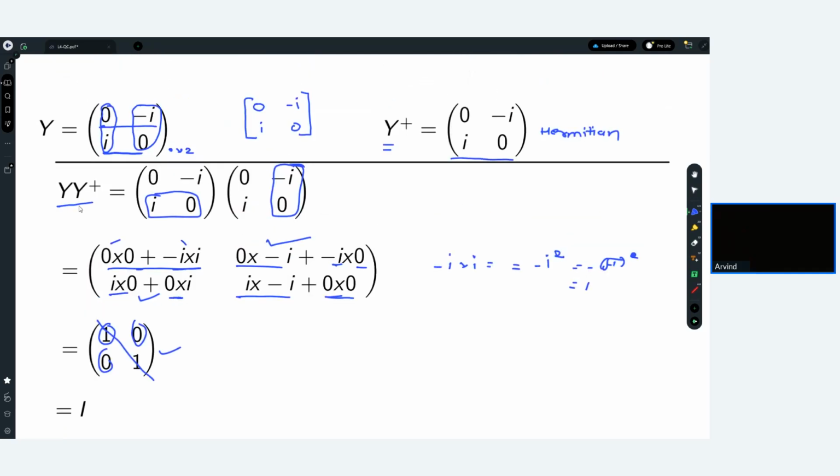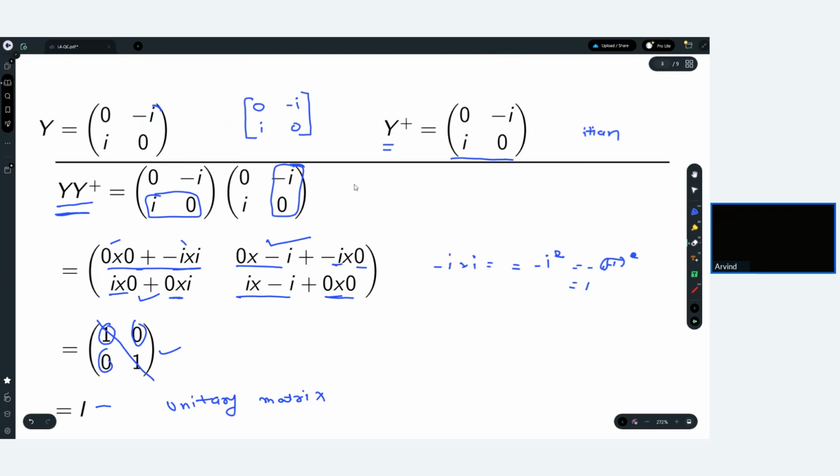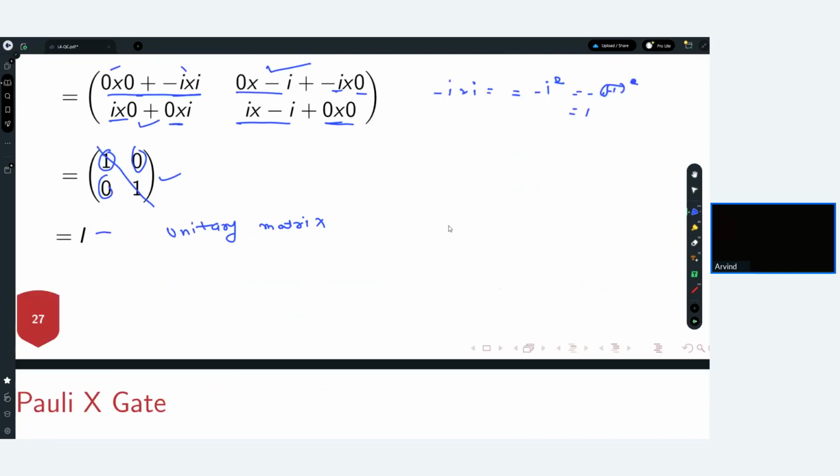If we multiply Y with its complex conjugate and we get an identity matrix, that matrix is called a unitary matrix. So this is an example of a unitary matrix. Now this Y matrix is both a unitary and Hermitian matrix. Such matrices are called quantum gates. Now we are going to take examples of the quantum gates.